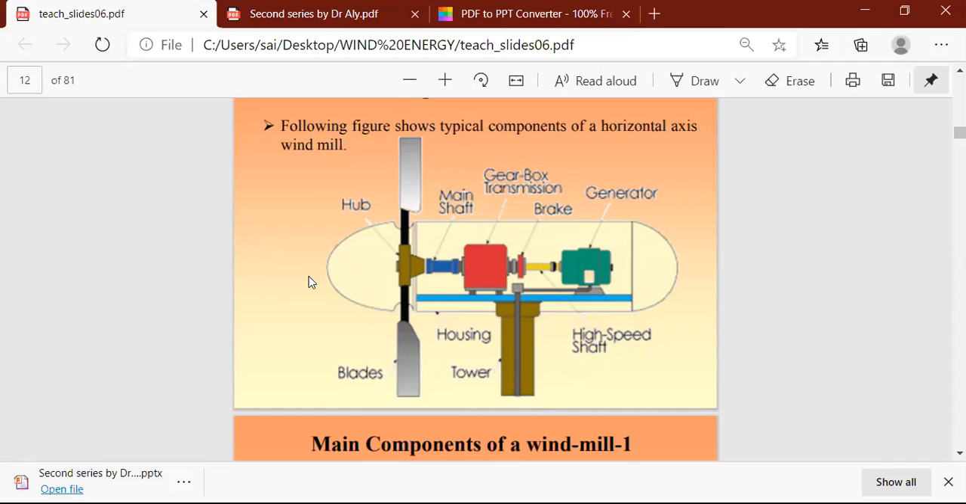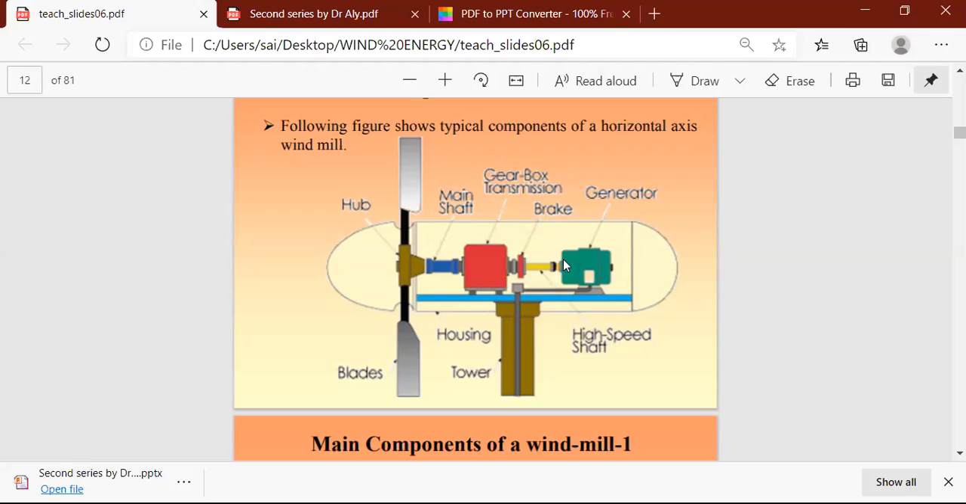As the wind strikes this hub, the blades rotate at high speed. The RPM of the blades is converted into a higher RPM with the help of the gearbox transmission system. With the help of gears, we can improve the RPM of that particular blade. The brake is utilized in case of stopping the windmill. Otherwise, there is no use of the brake. This gear transmission is connected to the generator.